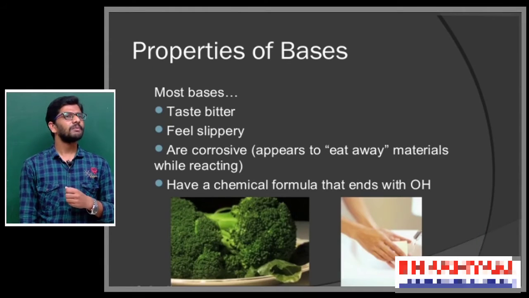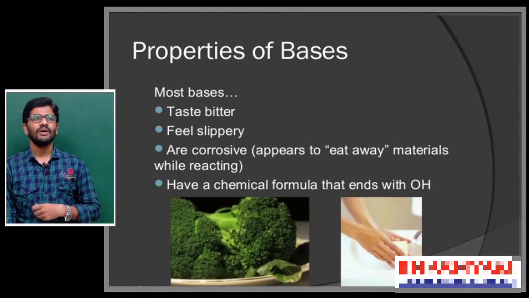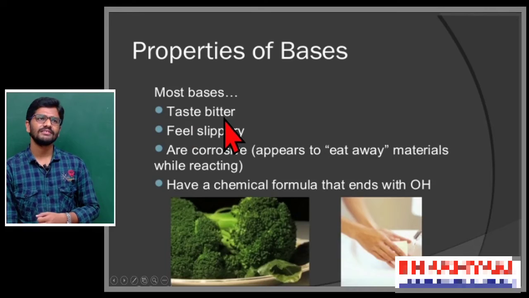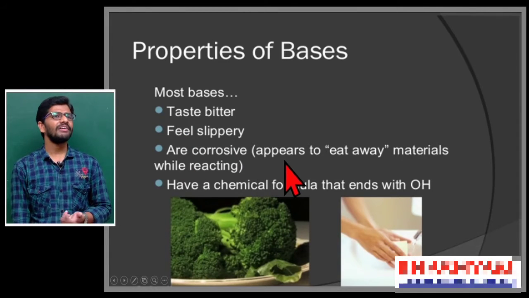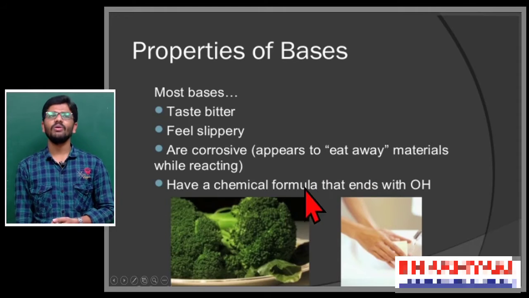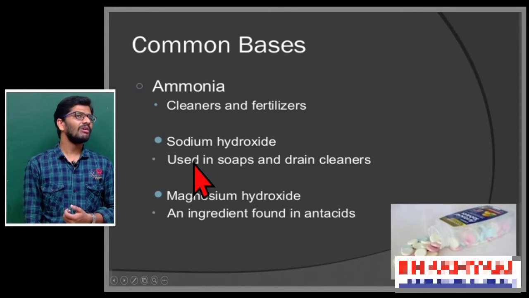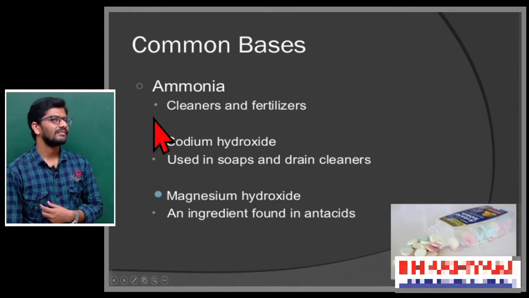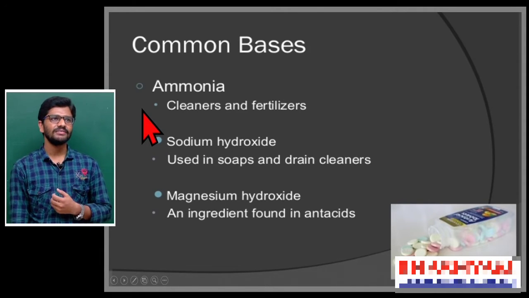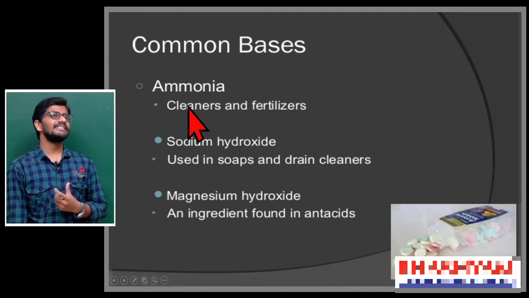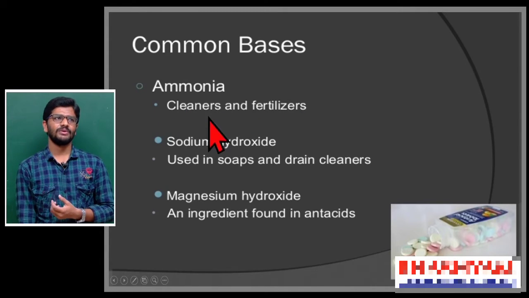Okay. Next, properties of bases. Most bases taste bitter, feel slippery, are corrosive, and have a chemical formula that ends with OH. So now, common bases. Ammonia is one of the bases. You know its chemical formula, NH3. It is used as a cleaner and to prepare fertilizers.